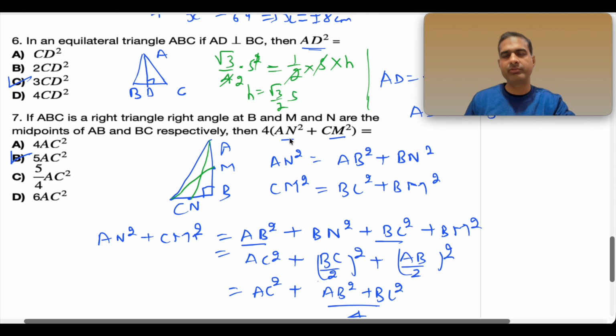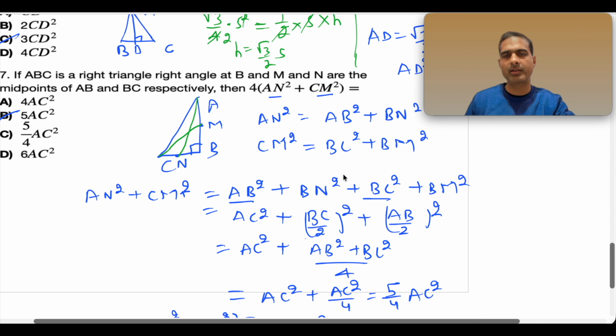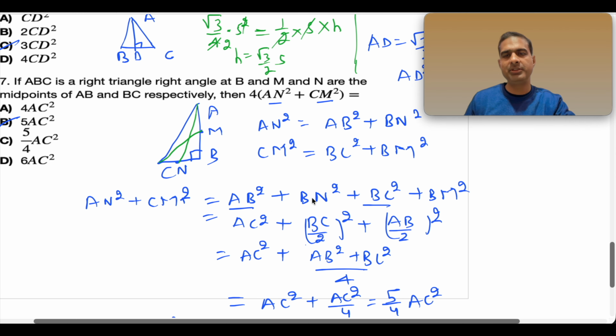Now we tried to find out AN square plus CM square, so we added both right hand sides. We got AB square plus BN square plus BC square plus BM square. But looking at the options, we saw that each of the options had AC square. So we tried to convert the right hand side in terms of AC square. First, AB square and BC square were there, and since ABC is a right angle triangle with AC as the hypotenuse, AB square plus BC square will be equal to AC square. So we used that concept.